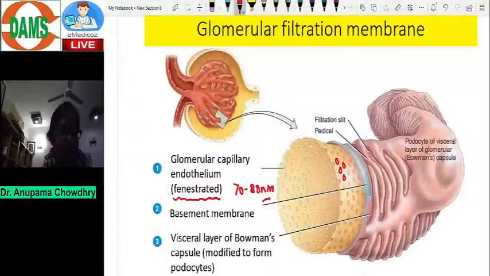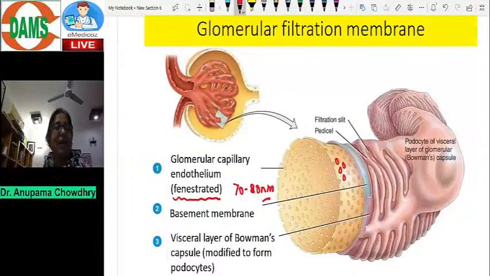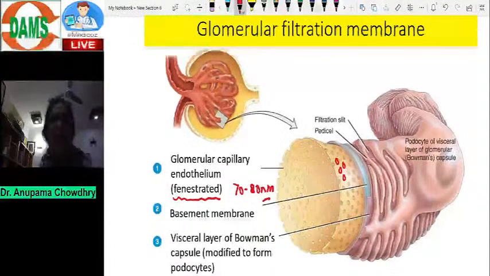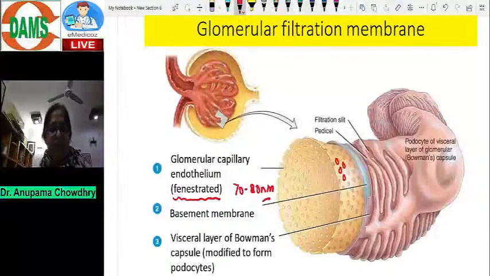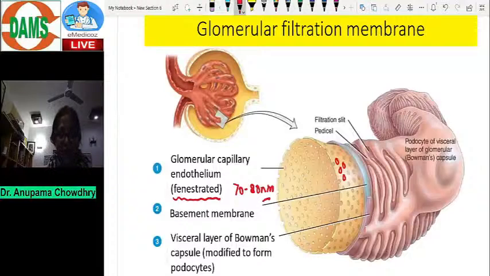Yes, of course, Mansuri, absolutely right. This was asked in INI-CET. That is why I've decided to take this in a little detail. So 70 to 80 nanometers is the size of the pores or the fenestrae that you see in the glomerular capillary endothelium.